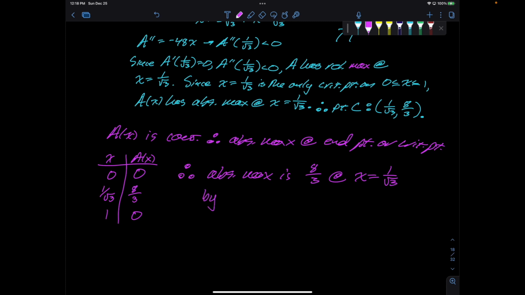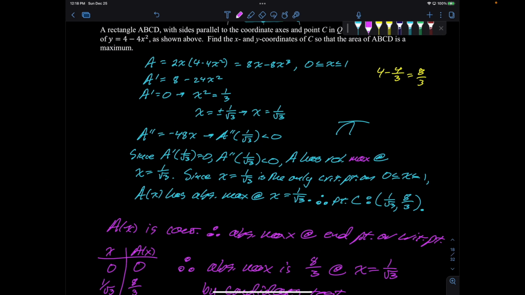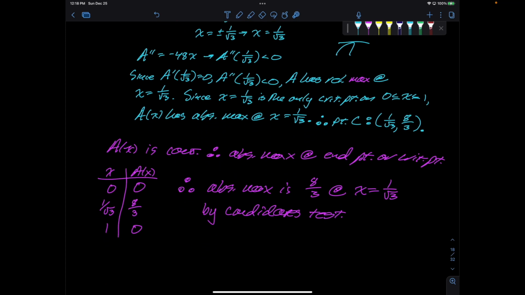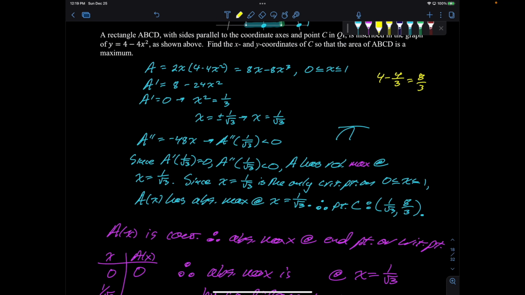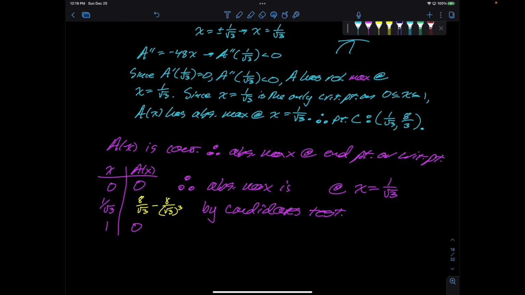By candidates test. You know, the absolute max is not that. The absolute max is if we plug into this. So let's fix that. If I plug into this, I get 8 over root 3 minus 8 over root 3 cubed, which I'm just going to write in here. And that's positive, I suppose.